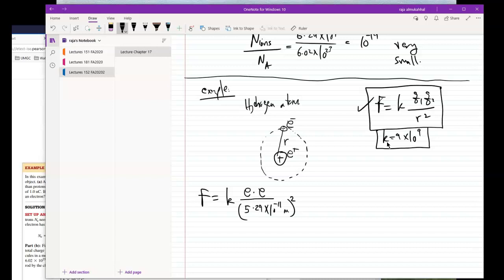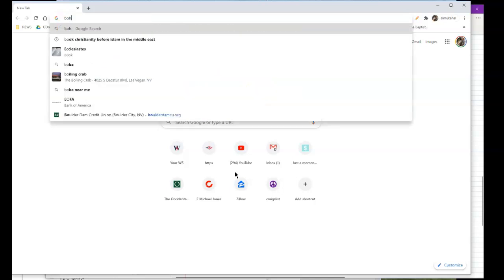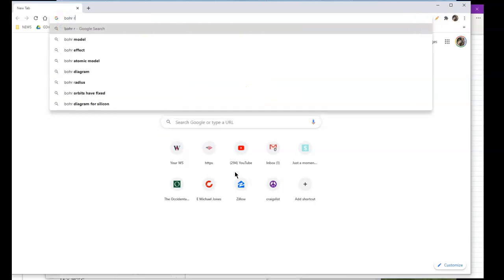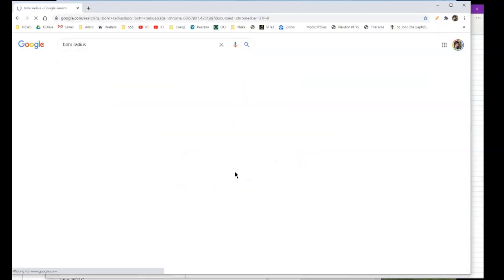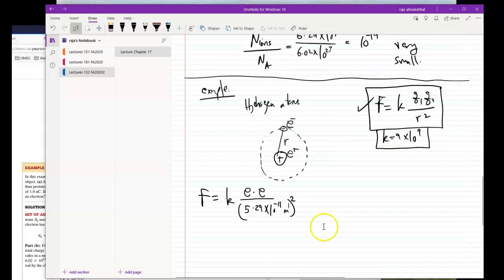Sorry, let me look it up very quickly. I think it's true. Let me look it up on the web. Bohr radius. There we go. 5.29 times 10 to the negative 11 meters. That's right. Okay. So then all we need to do is to calculate that.